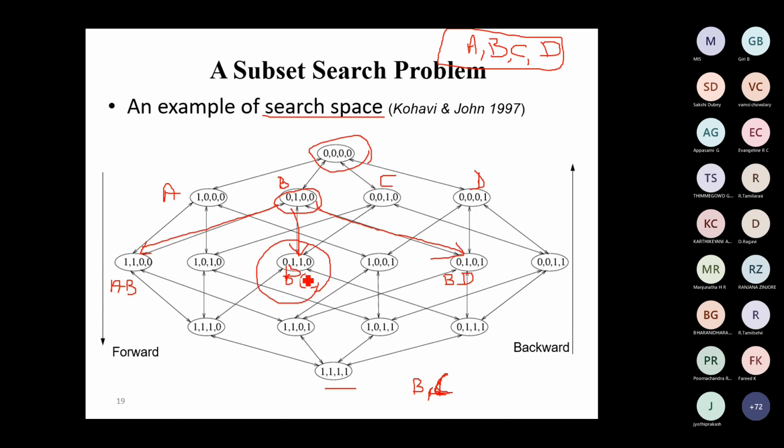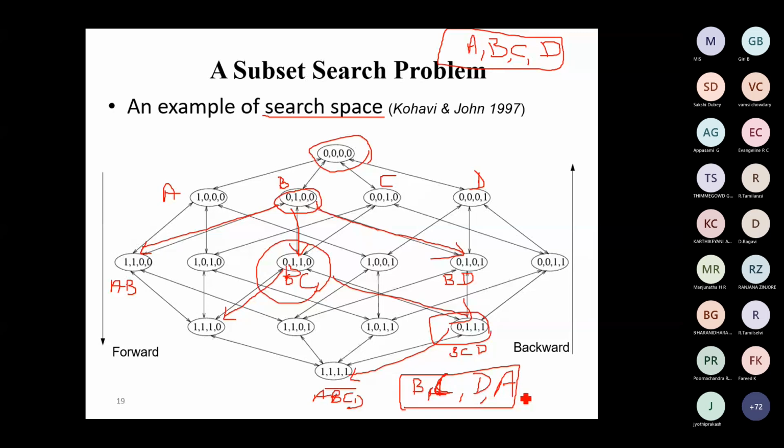Now for the next one we have two options: either we go with ABC or BCD. Let us say BCD is giving the best one. So next is BCD, and finally we combine all the features, so we have ABCD. All four features are selected here. The order of features selected is first B, next C, then D, then A.